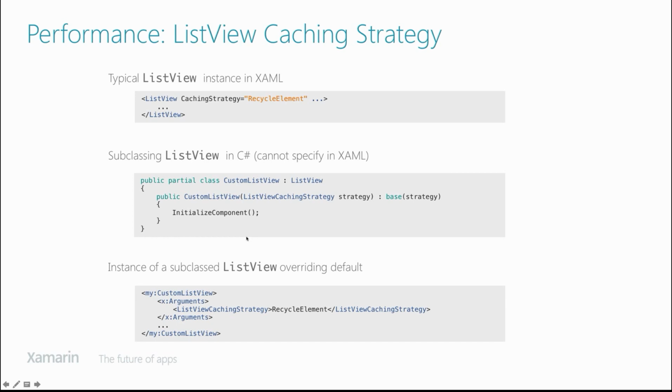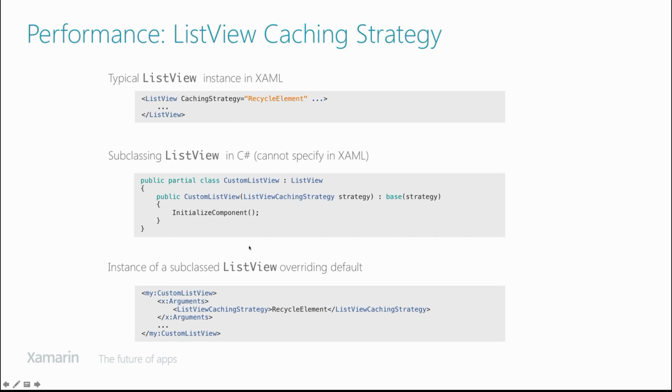Note that even if I'm creating a custom ListView and I specify my ListView element or my UI in XAML, I cannot specify the caching strategy in XAML. You'll get a compiler error. So if you're subclassing ListView, you've got to do it in the constructor in code behind.